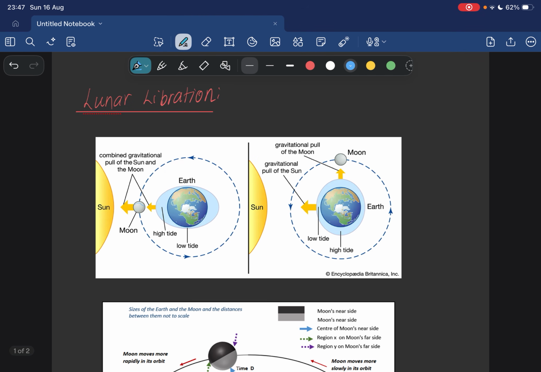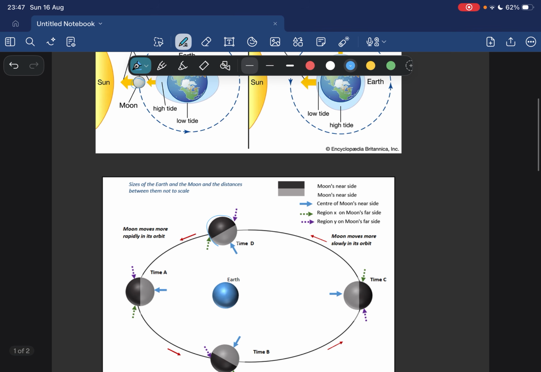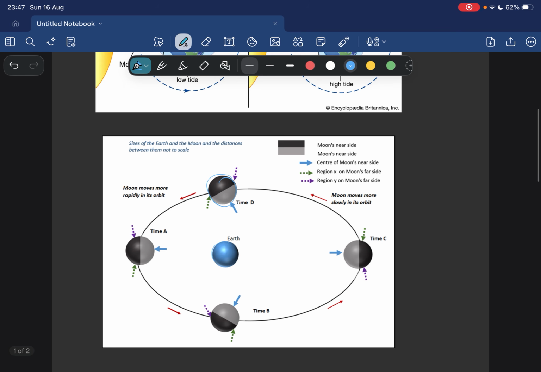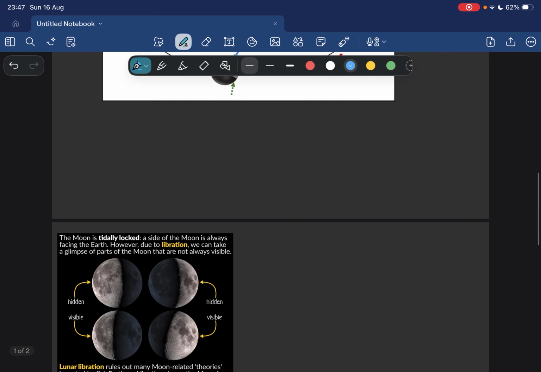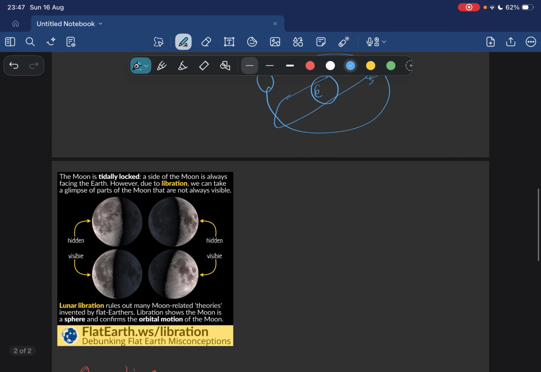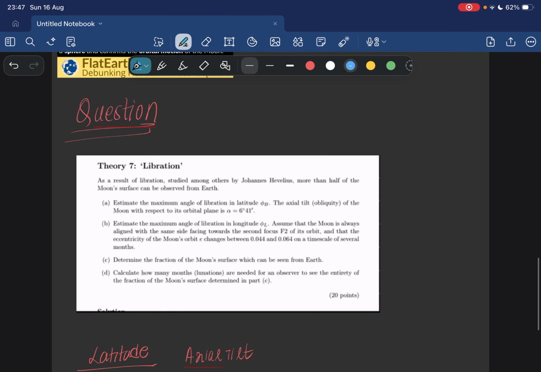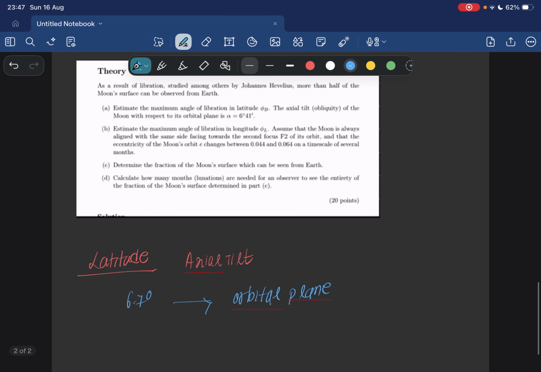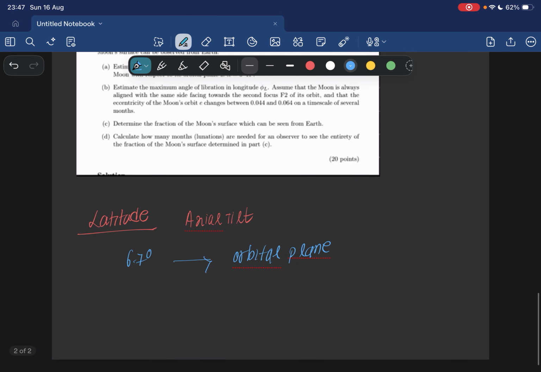it is the moon's orbit, and it is not clearly shown here. So let's suppose this is Earth, this is the moon, and suppose they are tilted at 5 degrees, okay, then along with the moon's axial tilt of 1.5 something degrees, we have 6.7 degrees.